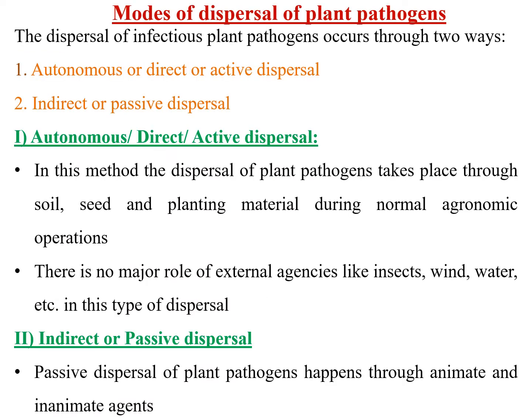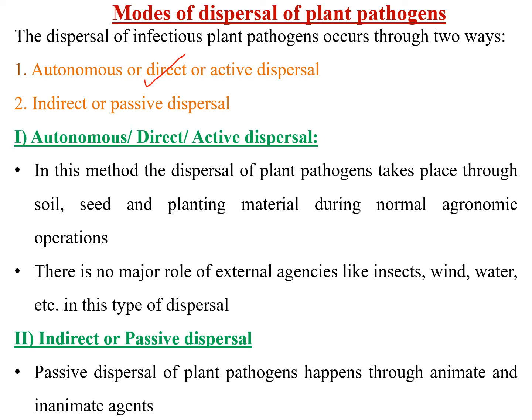So coming to the modes of dispersal of plant pathogens, there are mainly two types of dispersal. First one is autonomous, which is also known as direct dispersal or active dispersal, and second one is indirect or passive dispersal. So what is the difference between autonomous dispersal and passive dispersal?